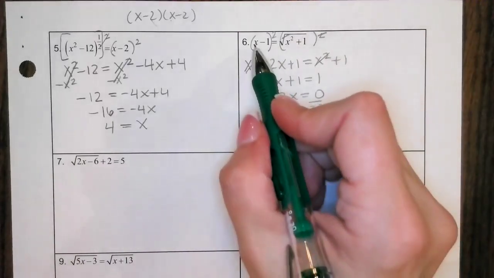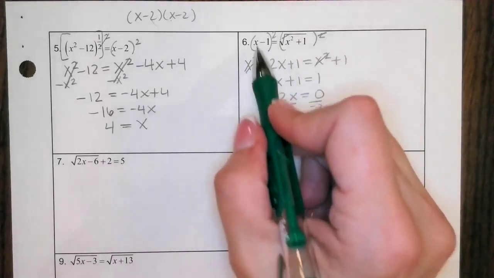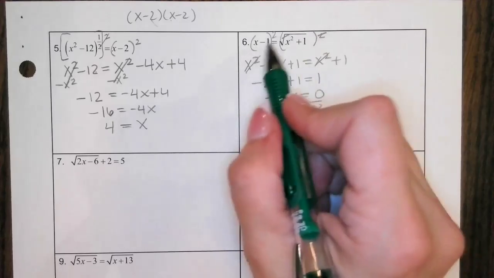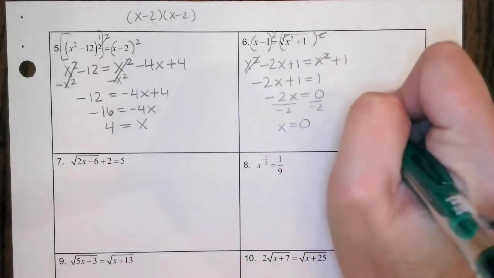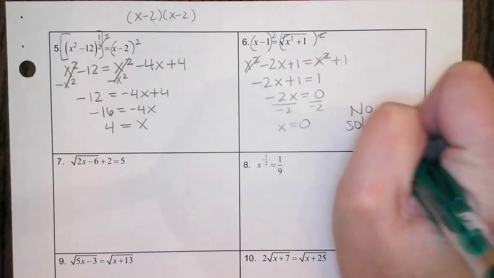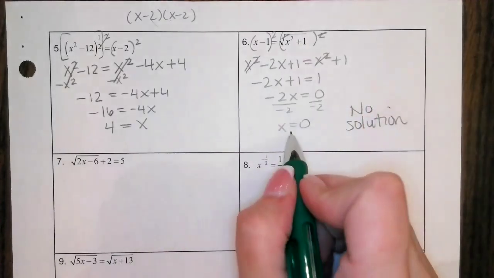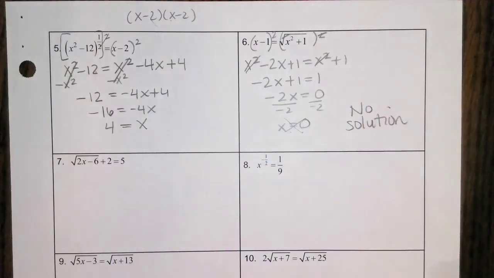Now, when I plug in 0 right here, that gives me a negative 1. And again, we can't get a negative out of that square root. So this is what a no solution looks like. That did not work. We do not want to put that as our answer.